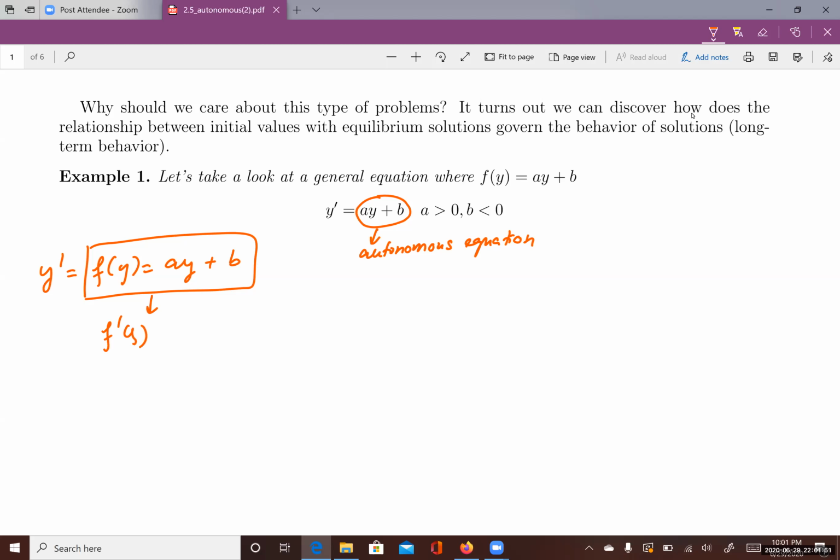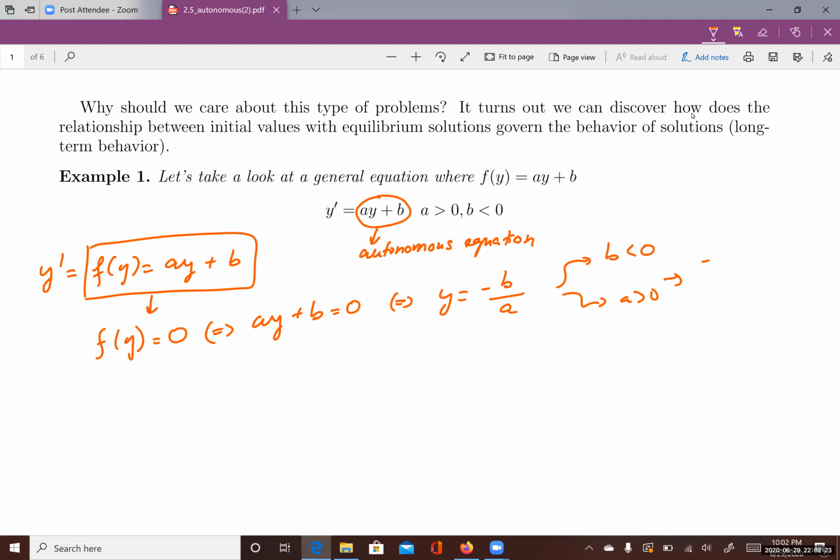These are the solutions of y where y prime equals 0, that is, f of y equals 0. When f of y equals 0, that means ay plus b equals 0, which means y equals negative b over a. Since we said that b is less than 0 and a is greater than 0, negative b over a will be positive.